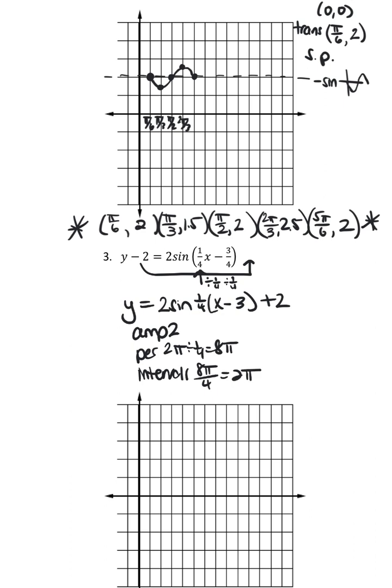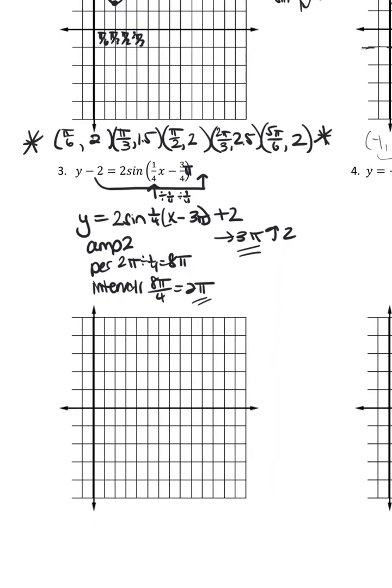Oh, and I'm noticing a typo there. Your sheet actually said 3 pi over 4, so it would actually be 3 pi. All right, and my transformations, I'm going to go right 3 pi and up 2. So notice my intervals are every 2 pi, but I want to move right 3 pi to start.